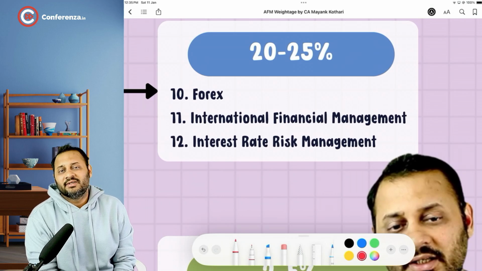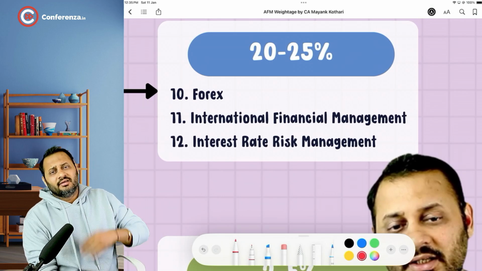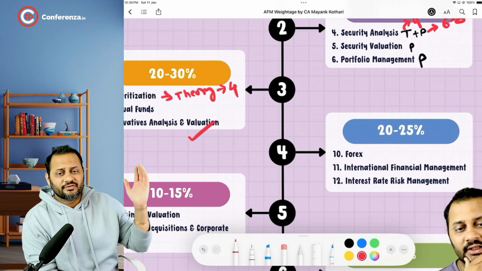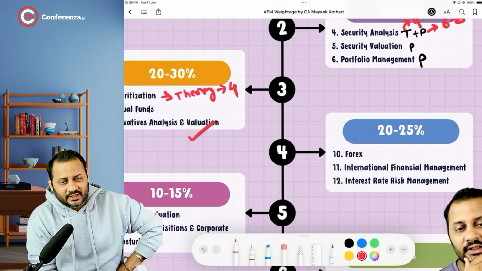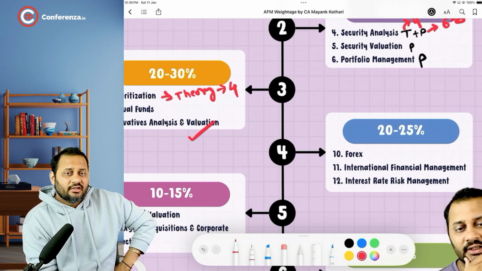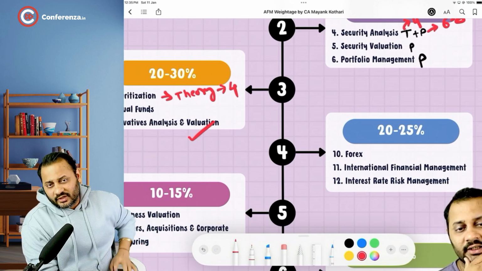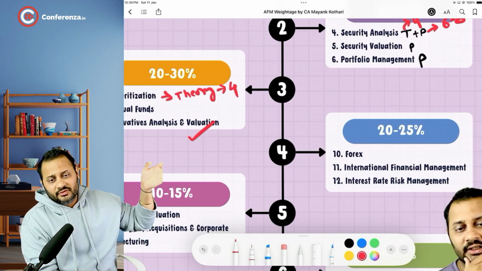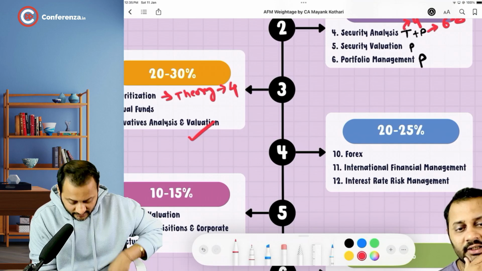Interest rate risk management is the next chapter, which is more like derivatives only. So after the derivatives chapter, we are going to cover interest rate risk management. Ensure that you are not doing the interest rate risk management lectures before derivatives. And if you are good at derivatives, you will be good at interest rate risk management as well.